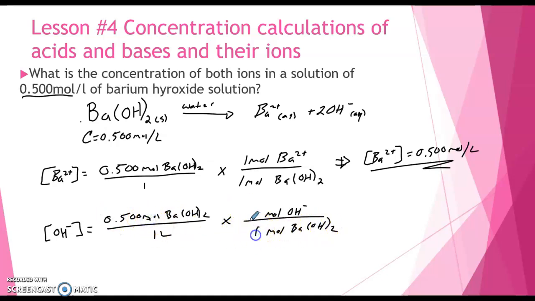So that's this guy here. We have 1 and 2. So our ratio is 2 to 1. That guy is going to cancel out this one. And then what we're left with is our moles of hydroxide per liter. So that's going to give us a concentration of hydroxide to be 1.00 moles per liter. So just to recap, remember these square brackets mean concentration, and there's our concentration.